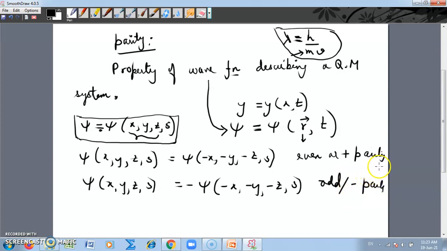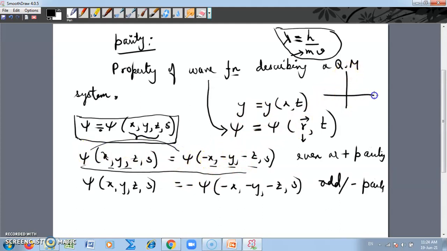Now look at this. This is x, y, z, and this is -x, -y, -z. Look at the first equation. When x is substituted by -x, y by -y, and z by -z, we see that the wave function remains the same, which means that x changing to -x, y to -y, and z to -z is definitely reflection symmetry, is it not? That means psi remaining the same even after the coordinates are reflected means what?